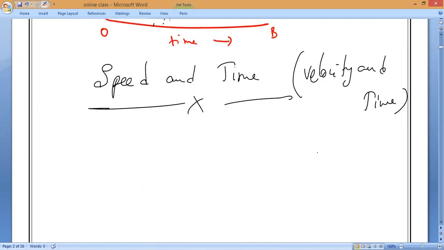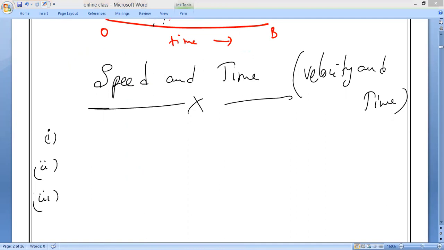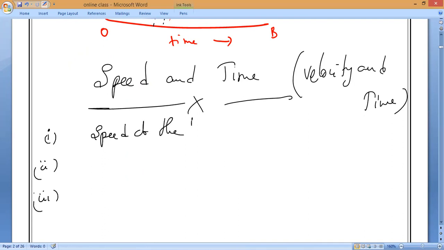Now, we are studying what, Nishkar? Speed and time graph, velocity and time graph. Now, we have three different graphs. How many graphs totally? Three different graphs. Okay. So now one by one we'll study. First one, speed of the body remains constant. What is the first one, guys? Speed of the body remains constant.